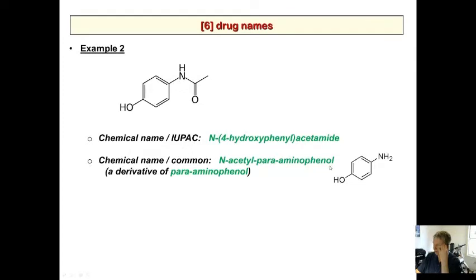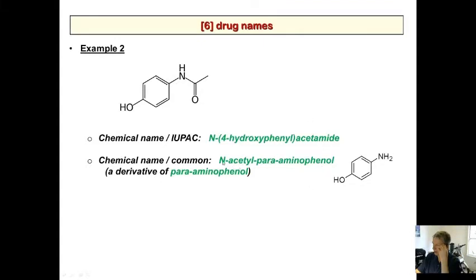The chemical name of this is N-acetyl para-aminophenol, and common naming again is different than IUPAC naming. Phenol, first of all. What's phenol? Phenol is essentially just the benzene with an alcohol on it. That is not IUPAC. That's what we call a common name. And aminophenol would be essentially this molecule. This is aminophenol. And so Tylenol is a derivative of aminophenol.